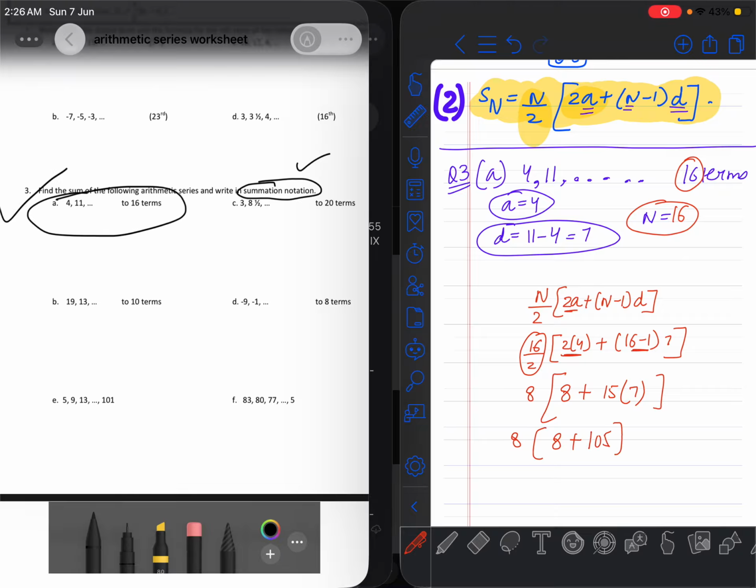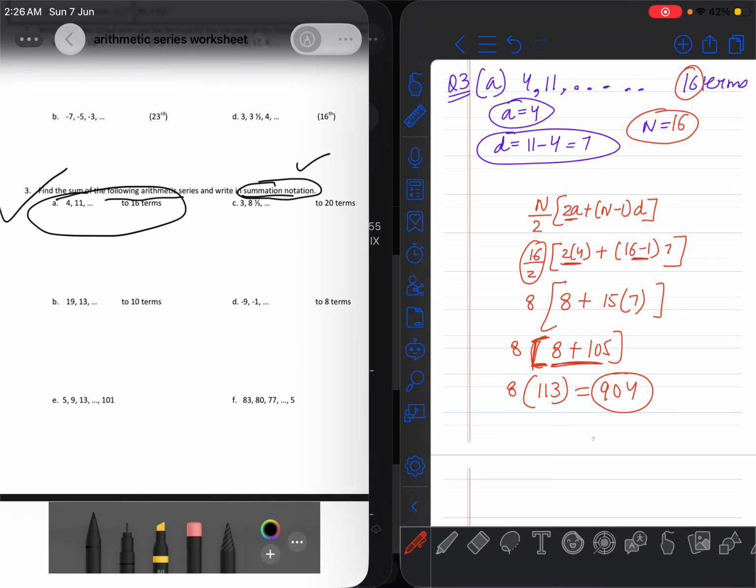So 105 plus 8 is 113, and the 8 outside means we need to multiply, since a bracket means multiplication. So 8 times 113 is 904. And they are saying find the sum of the terms, which we have calculated, and write it in summation notation.